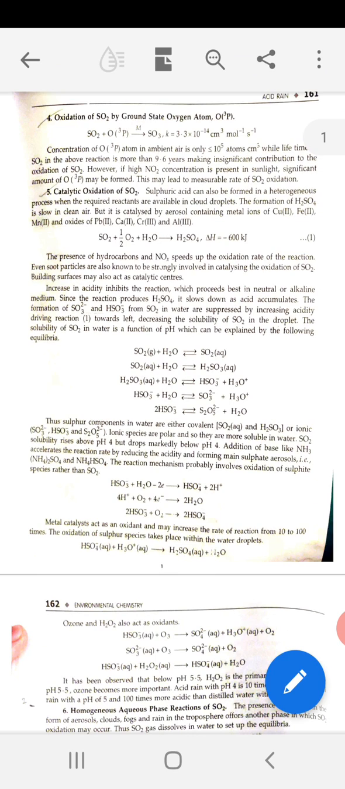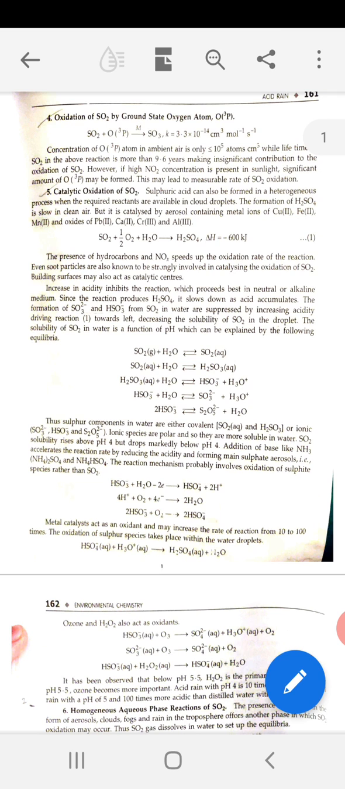Fifth method is catalytic oxidation of SO2. Sulfuric acid can also be formed in a heterogeneous process when the required reactants are available in cloud droplets. The formation of sulfuric acid is slow in clean air, but it is catalyzed by aerosol containing metal ions of copper 2, iron 2, Mn2 and oxides of lead 2, calcium 2, chromium 3 and aluminium 3.